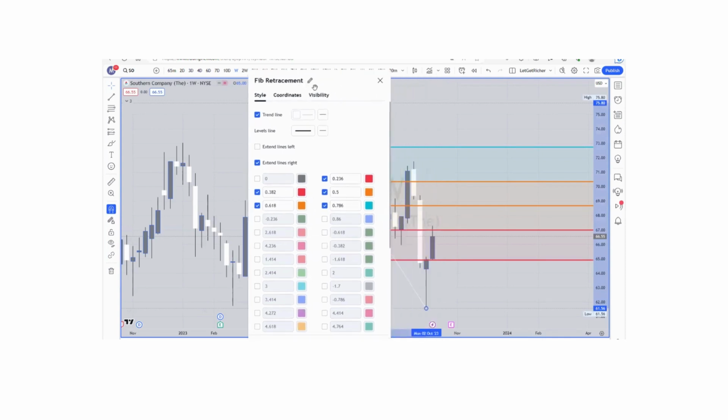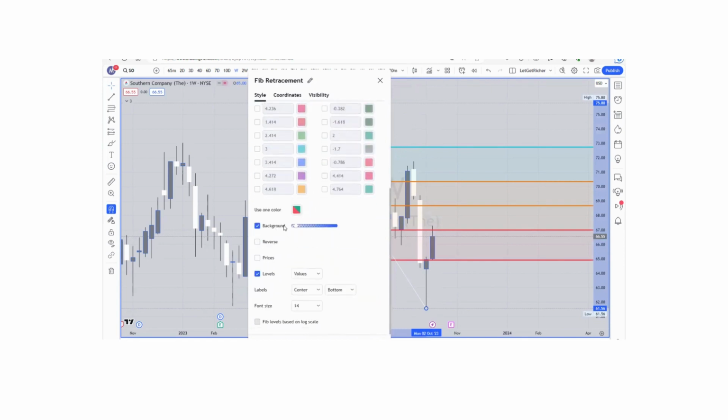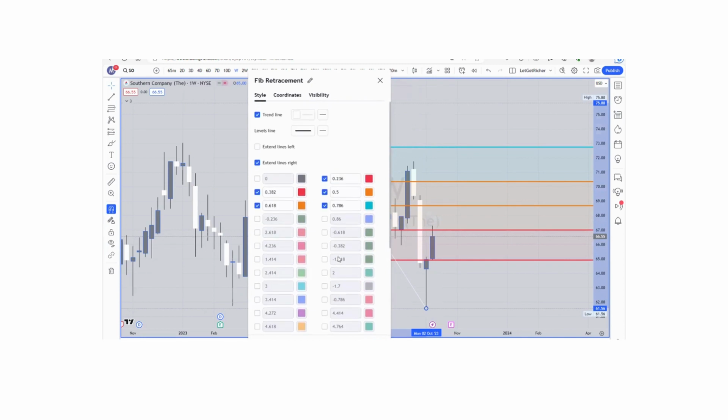And then you also want to make sure you have extended lines on to the right connected, because if you don't, this is what it looks like, and it's not a clear story. You want as clear as possible, so make sure you have that check down here at the bottom. That's how you change the background, the levels, font size, all that greatness. But this is what you need at minimum on TradingView.